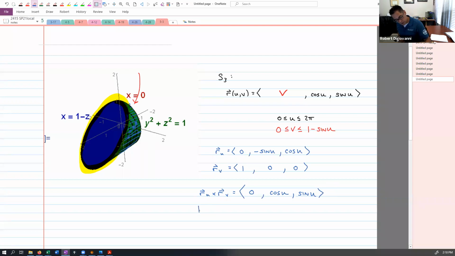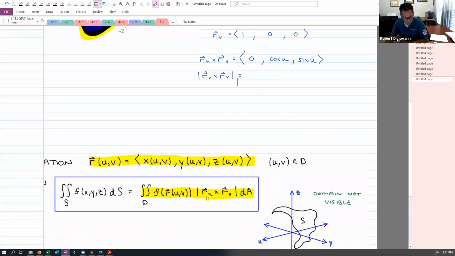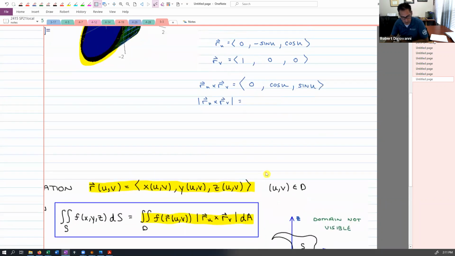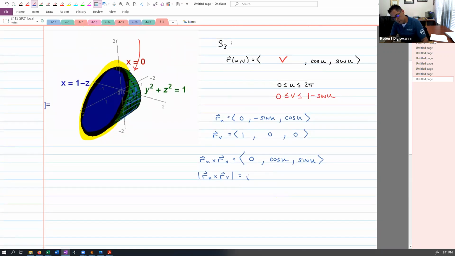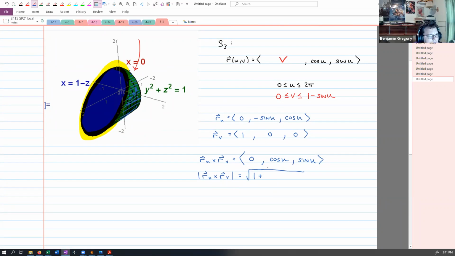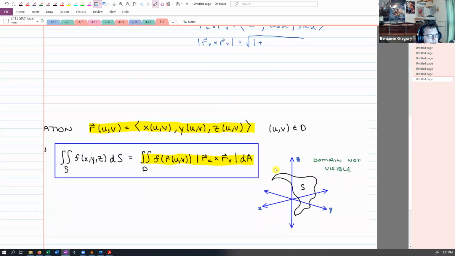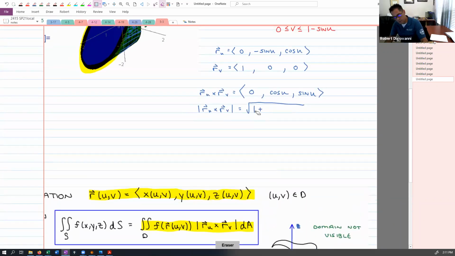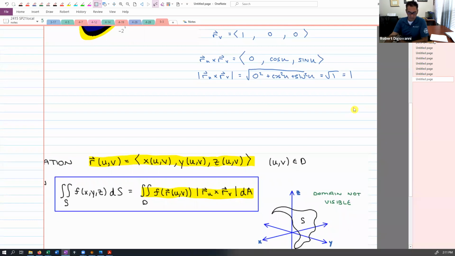All right, so our magnitude now. What I'm doing here is trying to figure out what this piece is. Magnitude: it's 1, isn't it? Yeah, sorry. 1, 0 squared plus cosine squared u plus sine squared u. That's going to be the square root of 1, which is 1. How lucky for us.